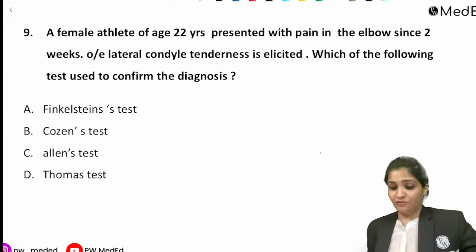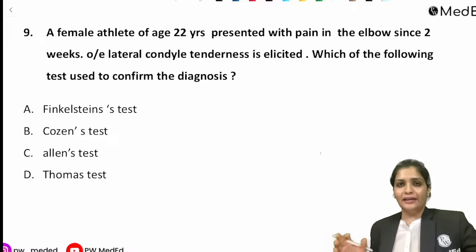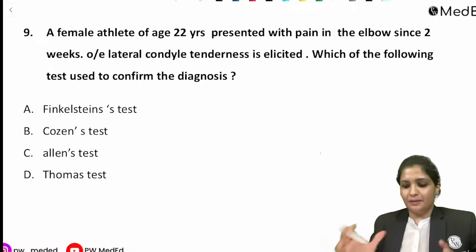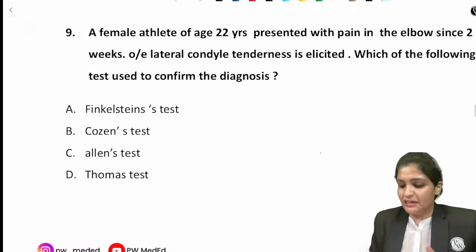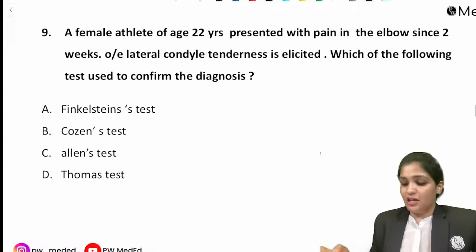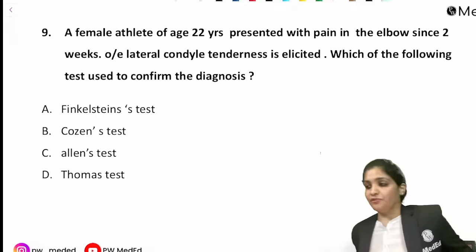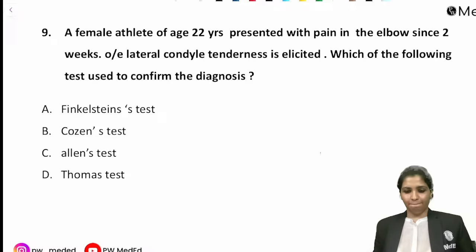A female athlete of age 22 years presented with pain in the elbow since 2 weeks. So here there is a pain in the elbow, and on examination the lateral condyle tenderness is elicited. Which of the following tests is used to confirm the diagnosis? Answer.